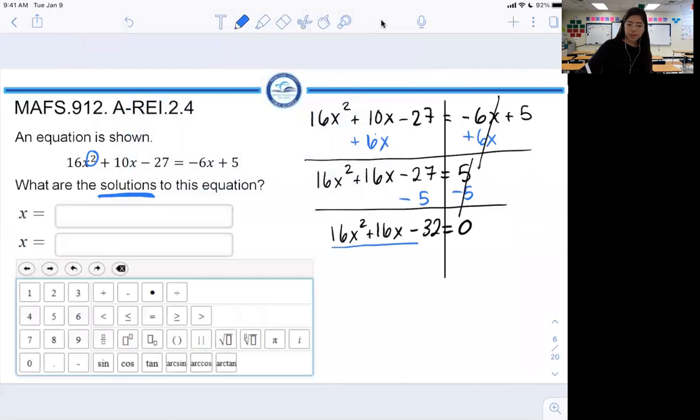Just divide everything by 16, because the reason we can do this is if I do it to both sides, what do I still get left with on the right side? I still end up with 0, right? Because 0 divided by 16 is still 0. So let's divide everything by 16. What do I end up with? 1x squared plus 1x minus 2.